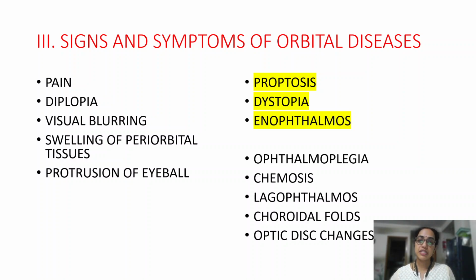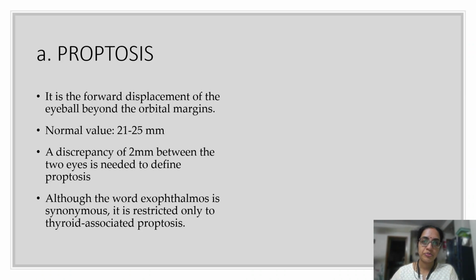Then the other non-specific signs are ophthalmoplegia, that is loss of movements of the eyeball, which can be partial or complete. Chemosis shows that there is increased orbital pressure. Lagophthalmos is inability to close the eyelids because of proptosis. Choroidal folds are due to protrusion of the eyeball from posteriorly causing folds on the choroid, and then optic disc changes like edema and atrophy. So let's begin the class with proptosis.